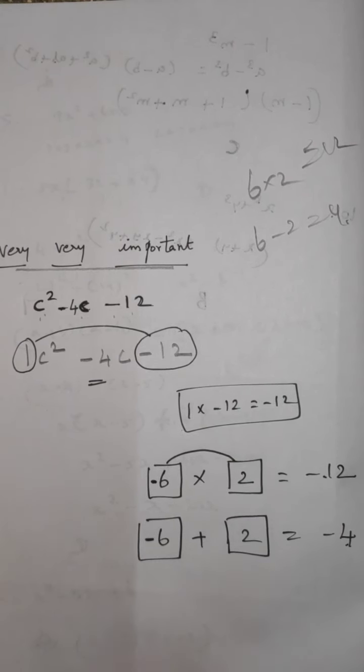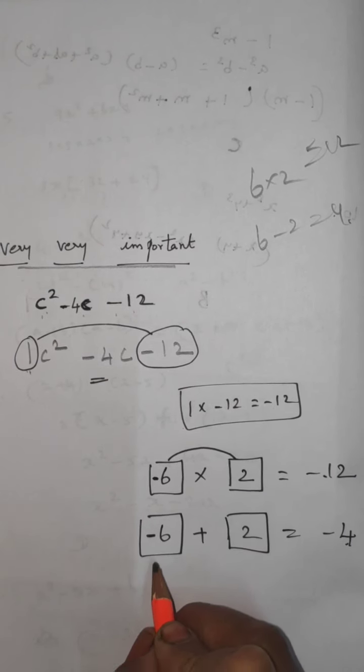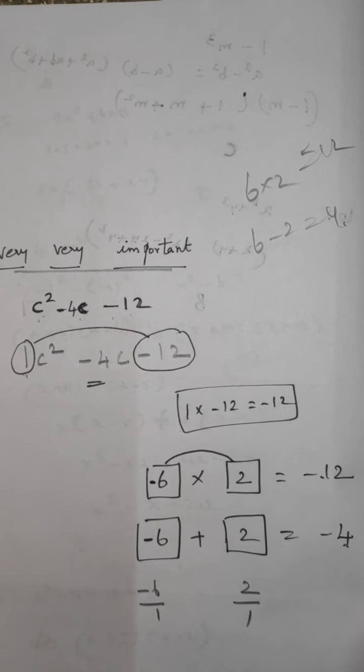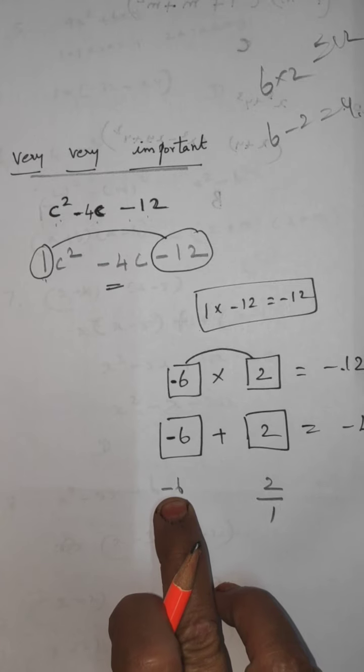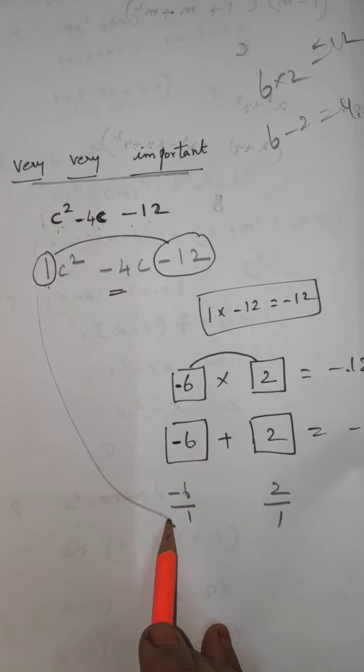How to write the factor numbers? Here, what is the number? There is 1. So here you write minus 6 by 1. Here you write 2 by 1. See there, here is the bracket number, I am writing minus 6. Here there is 1, only I am writing here.